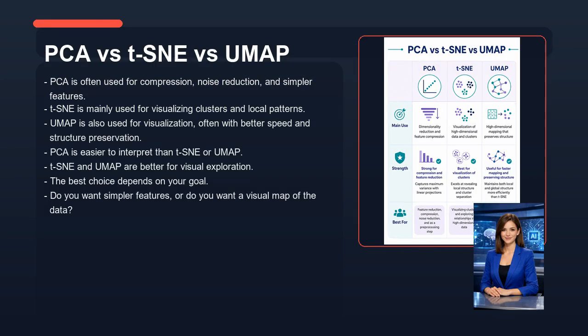Now let's look at PCA versus t-SNE versus UMAP. PCA is often used for compression, noise reduction, and simpler features. t-SNE is mainly used for visualizing clusters and local patterns. UMAP is also used for visualization, often with better speed and structure preservation. PCA is easier to interpret than t-SNE or UMAP. t-SNE and UMAP are better for visual exploration. The best choice depends on your goal. Do you want simpler features, or do you want a visual map of the data?